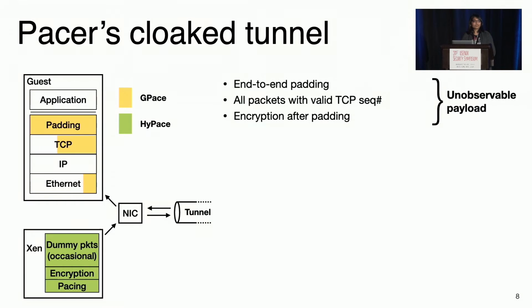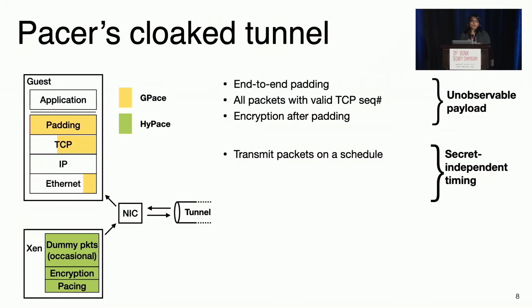HiPace then encrypts all the outgoing packets and places them into the next transmission queue for paced transmission. Before that, it encrypts all these packets, which ensures that the payload remains completely unobservable. Now, to ensure that all packets are transmitted at secret-independent times, HiPace follows a schedule, which is pre-computed as part of the traffic shape computation.